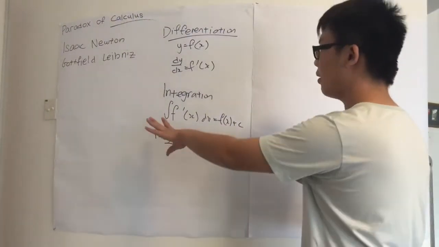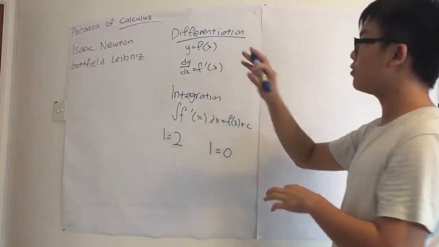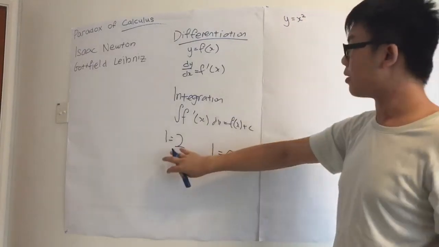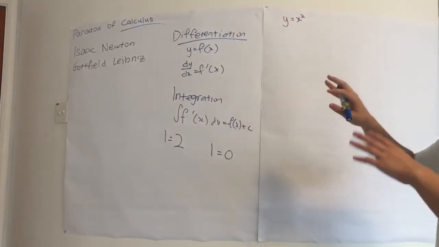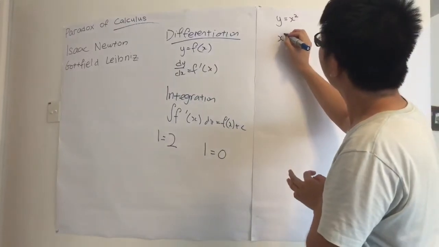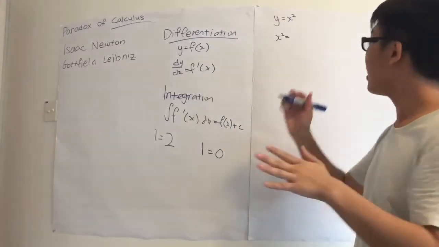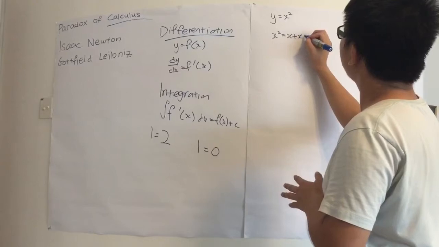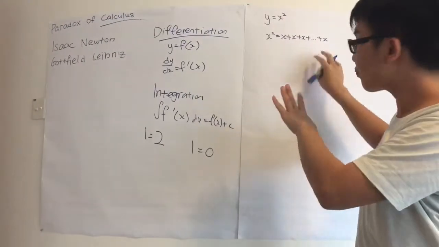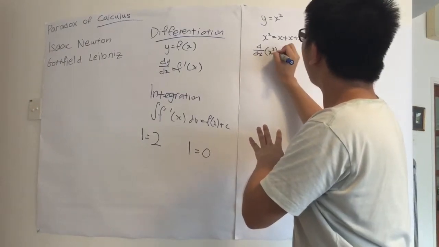So now I'm going to be doing the first paradox where 1 is actually equal to 2. Let's assume that the original equation y equals f(x) is y equals x squared. This paradox is based on differentiation of x squared. So x squared means I have x numbers of x. It would be correct if I put it like this: x plus x plus x plus a continuous number of x, and there are x number of x here. So if I differentiate this, I will have to differentiate this.